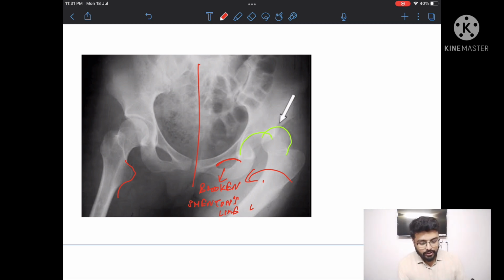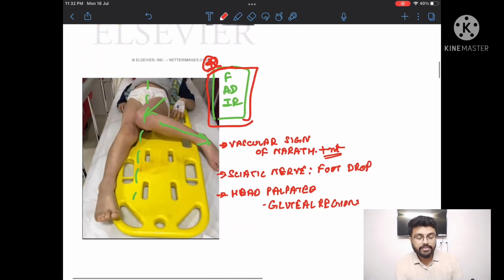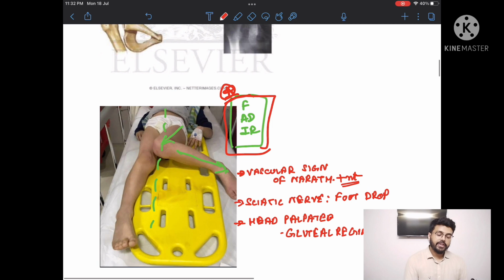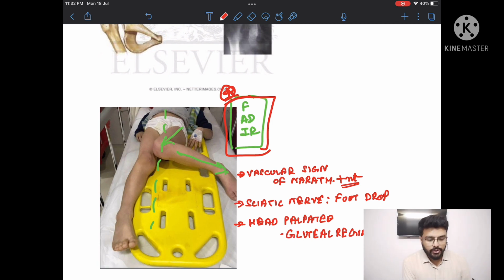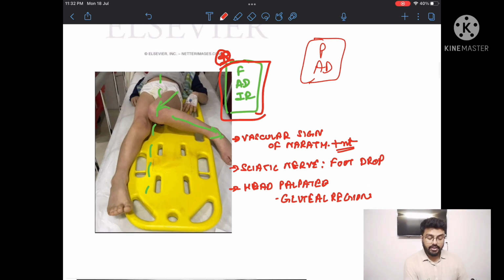Okay, so again I'll revise the important point. It is a dashboard injury. Another thing is FADIR: flexion, adduction and internal rotation. You can also remember this by another mnemonic which we commonly use for the interossei, that is PAD. PAD, palmar interossei, causes adduction. So again, in posterior dislocation of the hip, you will have adduction. So another way to remember this could be PAD. But yes, FADIR is important.